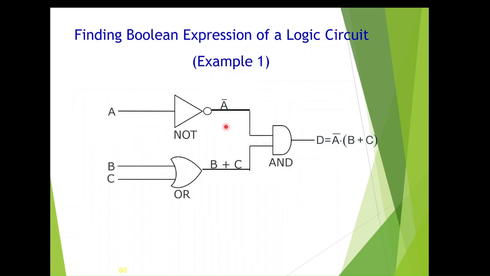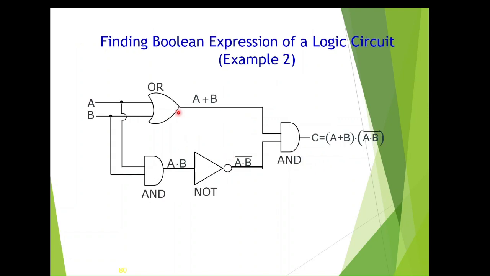For example, if I have this gate or this circuit, here as you see, this is a NOT gate, and NOT gate output will be A bar. And this is OR gate. OR gate output will be addition. So B and C are the input, so you are getting B plus C. Here it is AND gate. AND gate performs multiplication. So A bar dot B plus C. This is the output expression of this circuit.